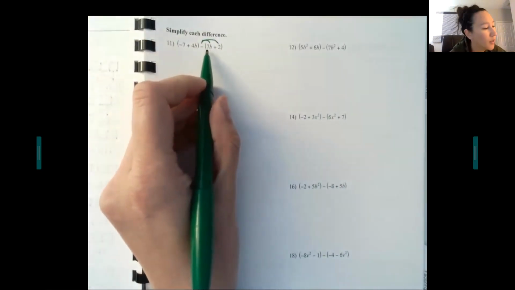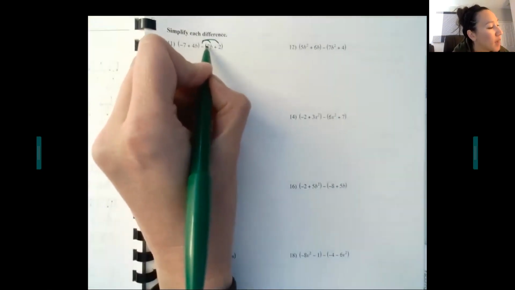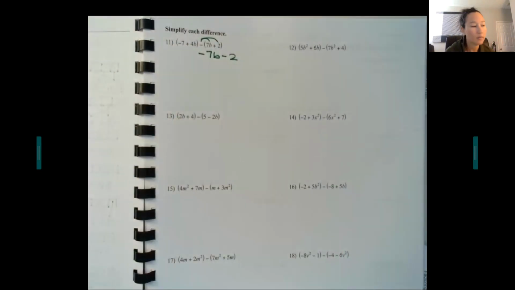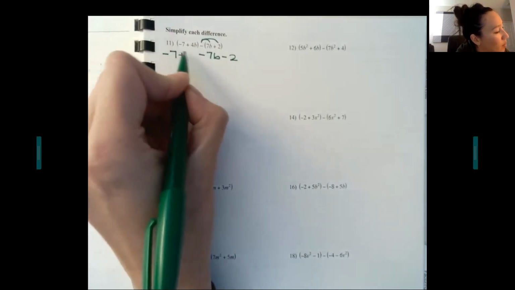All right, and then we have a little bit of time left, so we can go ahead and do the subtraction on page 57. So we have to distribute the negative. When you're distributing a negative, really all you're doing is changing the signs. So instead of having a positive 7b, it becomes a negative 7b. And instead of having a positive 2, it becomes a negative 2. And then we're just going to bring down everything else. So we have negative 7 plus 4b. So we're just getting rid of those parentheses.